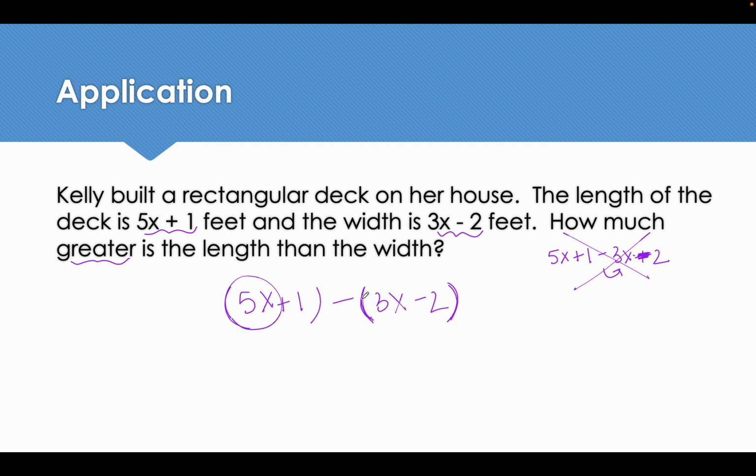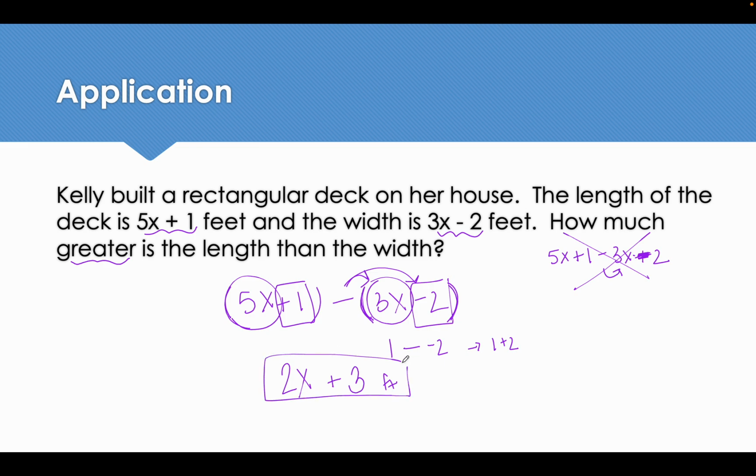So here we have 5x and 3x, and we're subtracting them. So 5x minus 3x is 2x. And then we have a plus 1 and a minus 2, and we are also subtracting those. This becomes 1 plus 2, which is actually 3. And then put an addition sign in the middle, and our answer is 2x plus 3 feet is how much bigger the length is than the width.